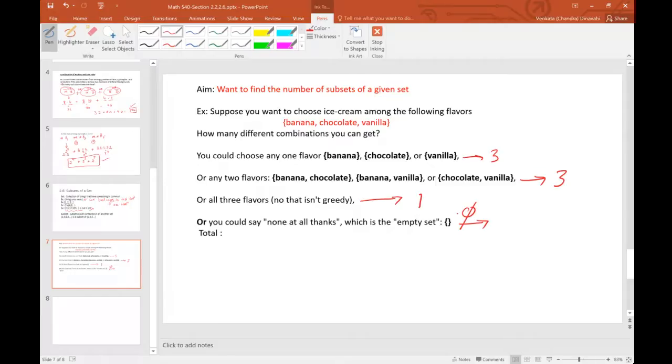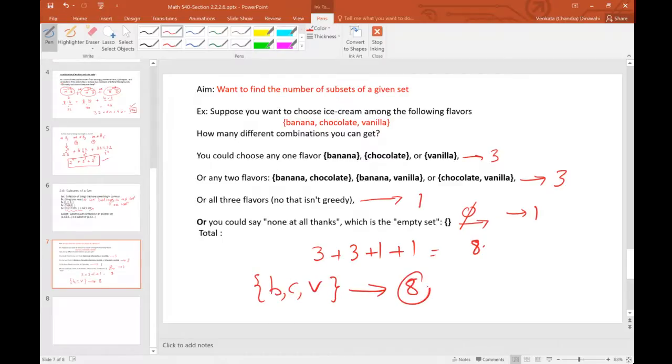So the answer in this case is going to be 3 plus 3 plus 1 plus 1. That is going to be 8. So if a set consists of 3 different things, banana, chocolate, and vanilla, there are 8 possible subsets. Of course, when you ask how many different combinations, you might want to remove the empty set, but when it comes to subsets of a set, the empty set plays a very important role. So this set consisting of 3 things will have 8 different subsets.